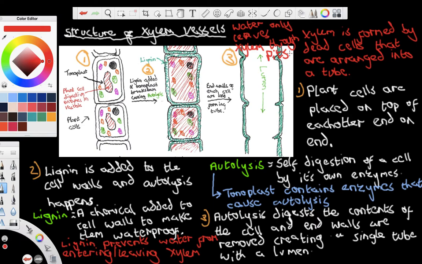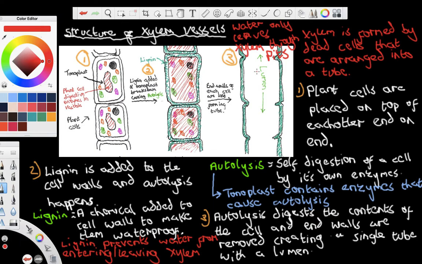Okay, so that's everything we need to know about the xylem. The xylem is used for transporting water and mineral ions around the plant from the roots. It's made up of dead cells. The way those cells are produced is you put lots of cells end on end. The lignin is added to the cell wall of each cell. Autolysis takes place, that is where the tonoplast breaks open and digestive enzymes digest the inside of the cell. The end wall is then removed from each of these cells, creating a continuous tube with a lumen that we call the xylem. The xylem does not allow water to enter or leave. Water can only enter or leave the xylem through set points known as pits.